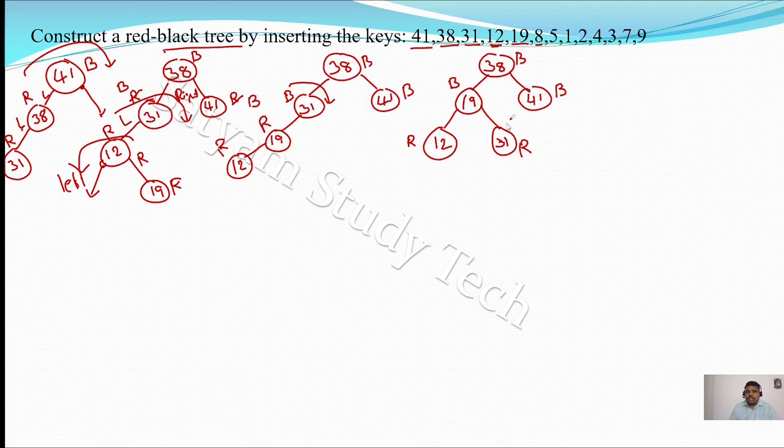Okay, the node is 8. Where can you add 8? You can add 8 here. Any new node you can take the red color. Again you can see the red violation is there.